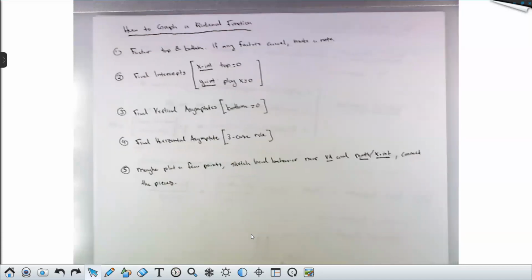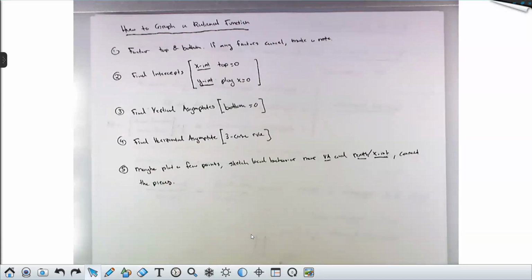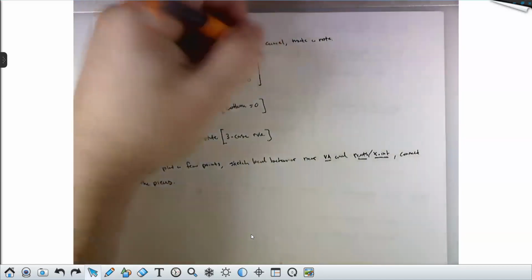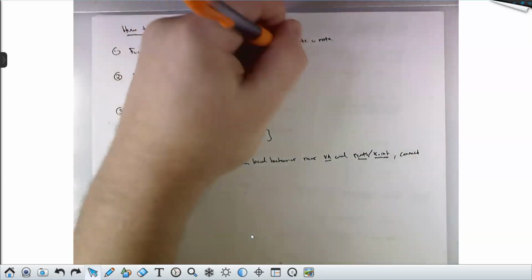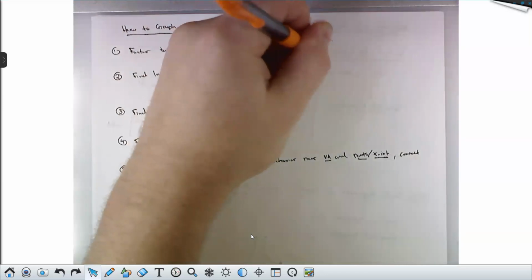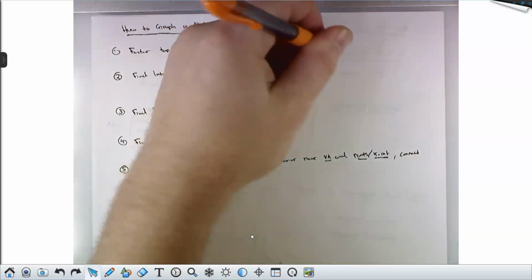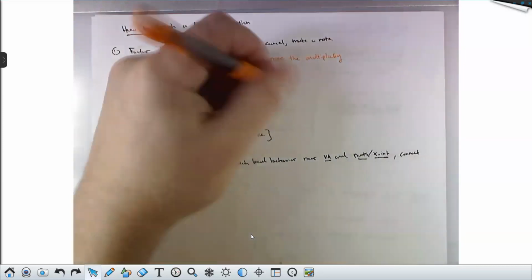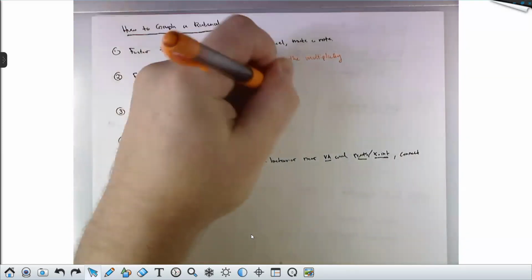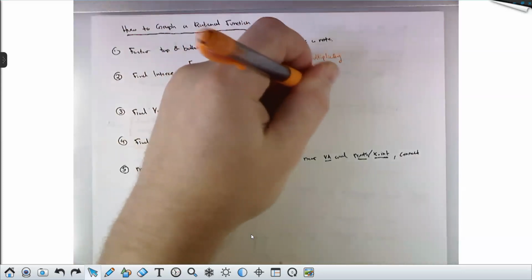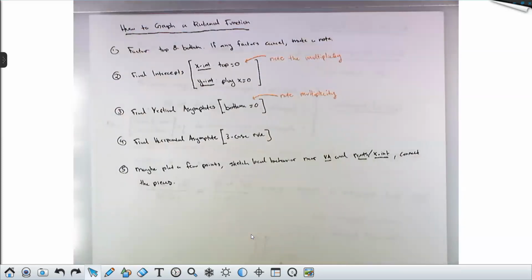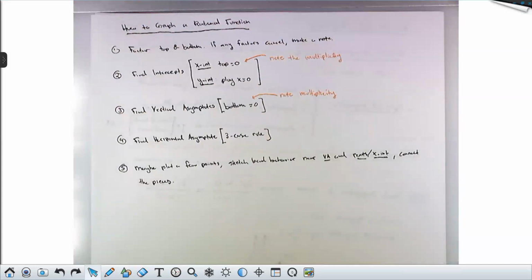I'm going to come back here and add in just a few little notes. When you're finding your x-intercepts, note the multiplicity. And when you're finding your vertical asymptotes, note the multiplicity. Because these things will help you when you come down here to sketch the local behavior near the VAs and the roots.